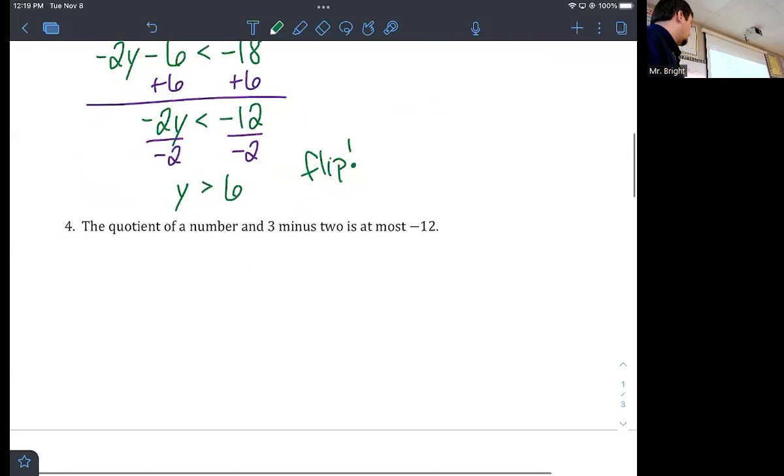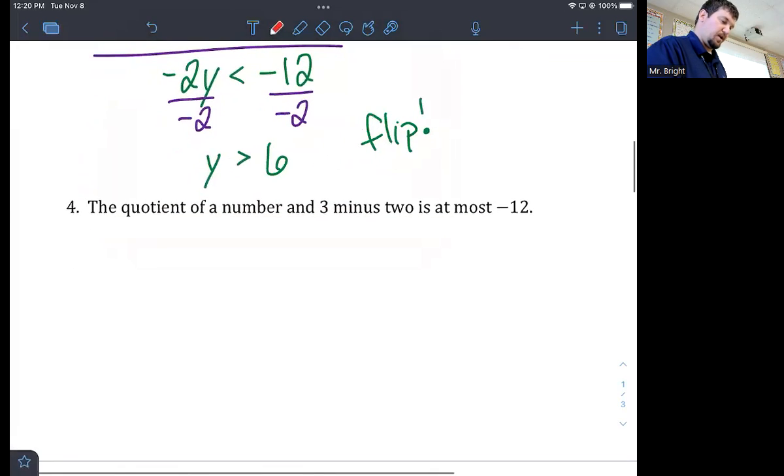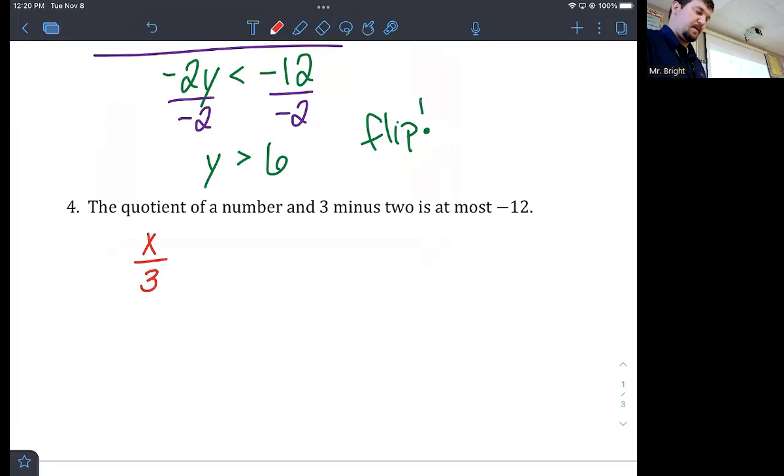Number 4. The quotient of a number and 3 minus 2 is at most -12. Who'd like to give this a shot? Austin. The quotient of a number and 3. X divided by 3. I like it. Okay. Minus 2. That one spells it out for you, doesn't it? Is at most negative 12.